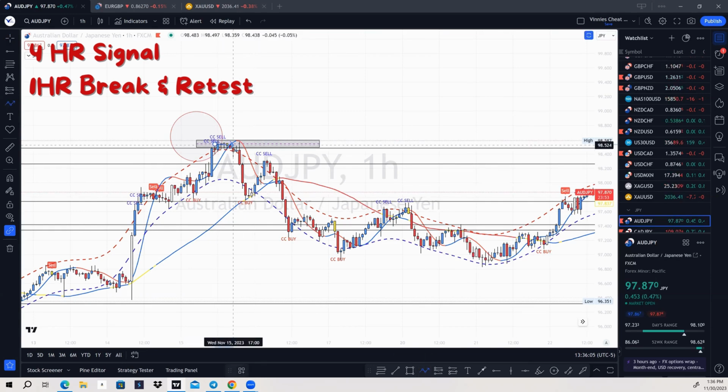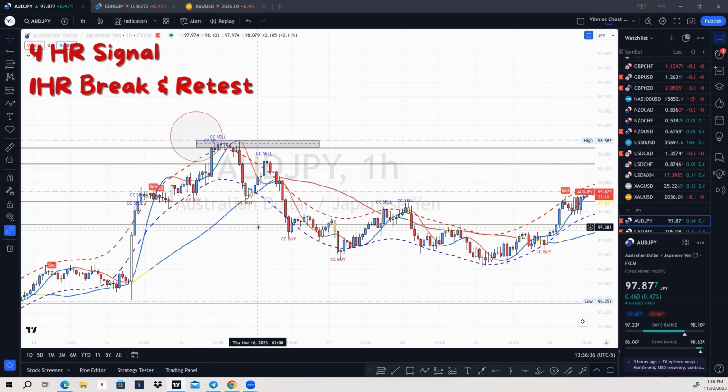We had a break of the HMA, then price came back up to retest this area, then price dropped. Price pulled back, then dropped some more, pulled back, and dropped some more. Beautiful entry. That's how you're able to get great entries, and you're able to just simply wait for the break and retest, guys.